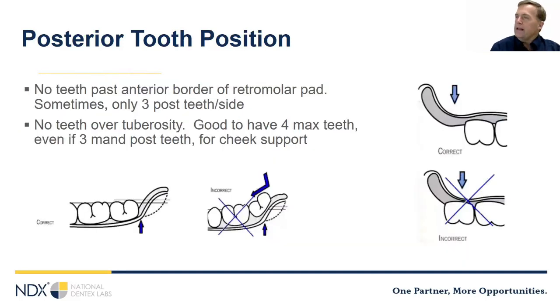We don't want any teeth in the mandible past the anterior border of the retromolar pad. Sometimes we can only do 3 posterior teeth on the mandibular side. Otherwise, we tend to get weird interferences in protrusion especially. We don't want to put teeth over the tuberosity, but it is nice to get 4 posterior teeth on the maxilla, because that helps hold the cheeks out so our patients don't have problems with their cheek biting.